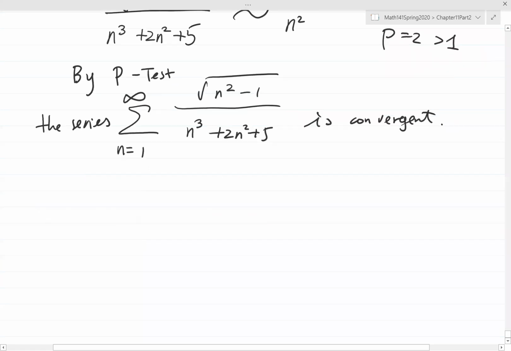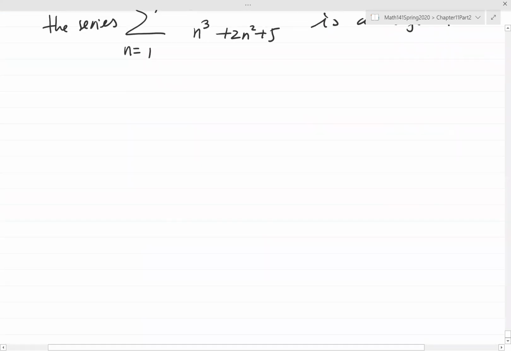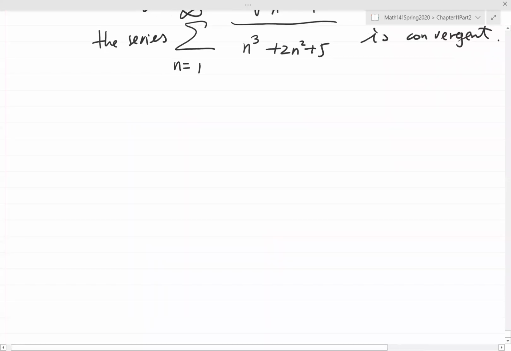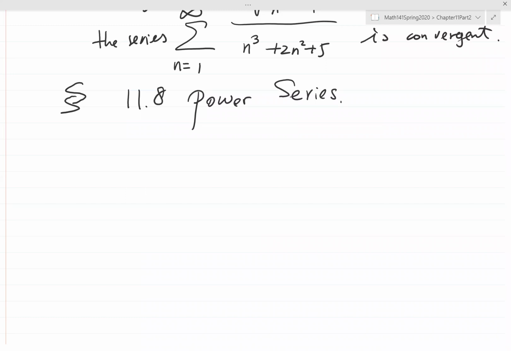Okay, now let's start a new section, power series. The example that we did was a series that usually has no variable. Now we introduce a variable. What is a power series?